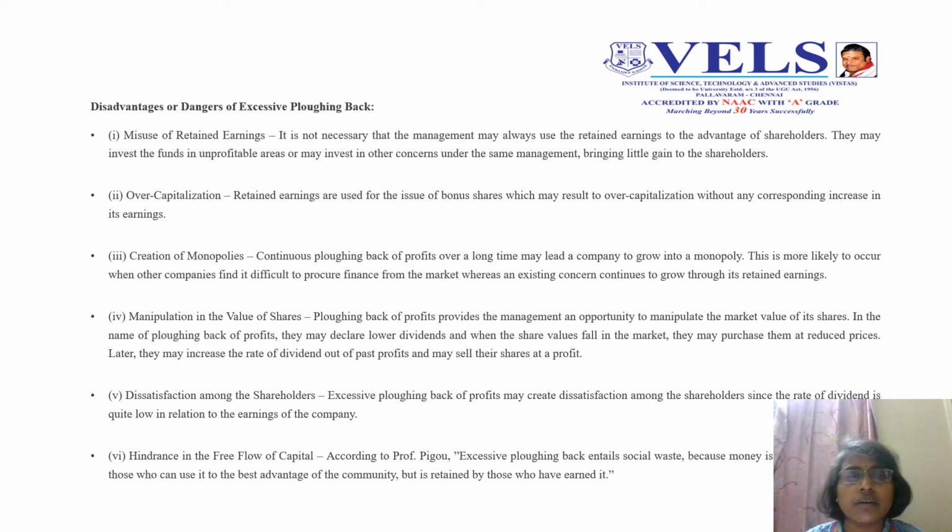Then the next one is dissatisfaction among the shareholders. If the company continuously reduces the dividend and increases the retained earnings, the shareholders will be dissatisfied, and it is a hindrance in the free flow of capital. When the company retains more and more funds, whenever the funds are required in free flow by the investors, as individuals in the form of dividend, that is hindered because of excessive plowing back.